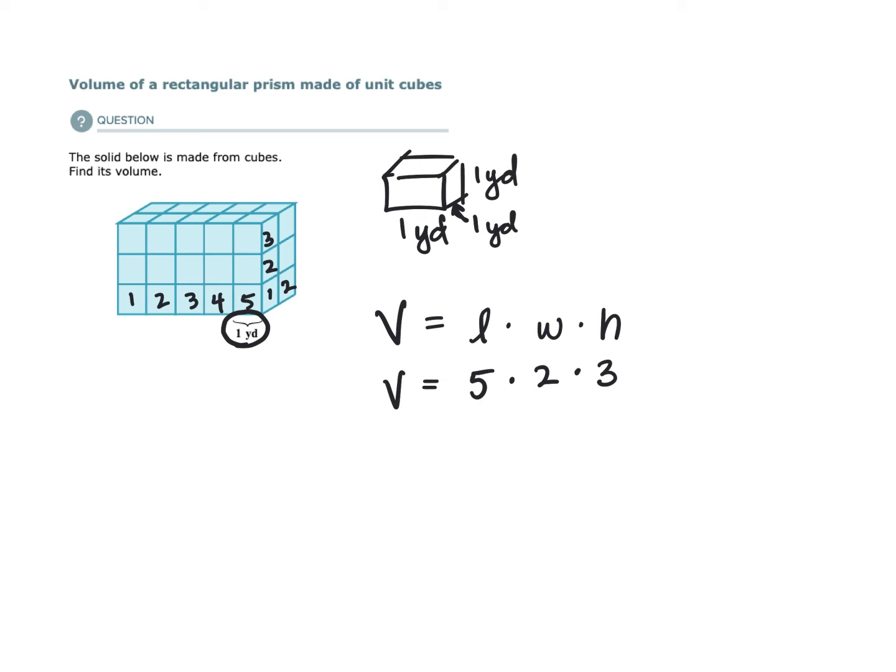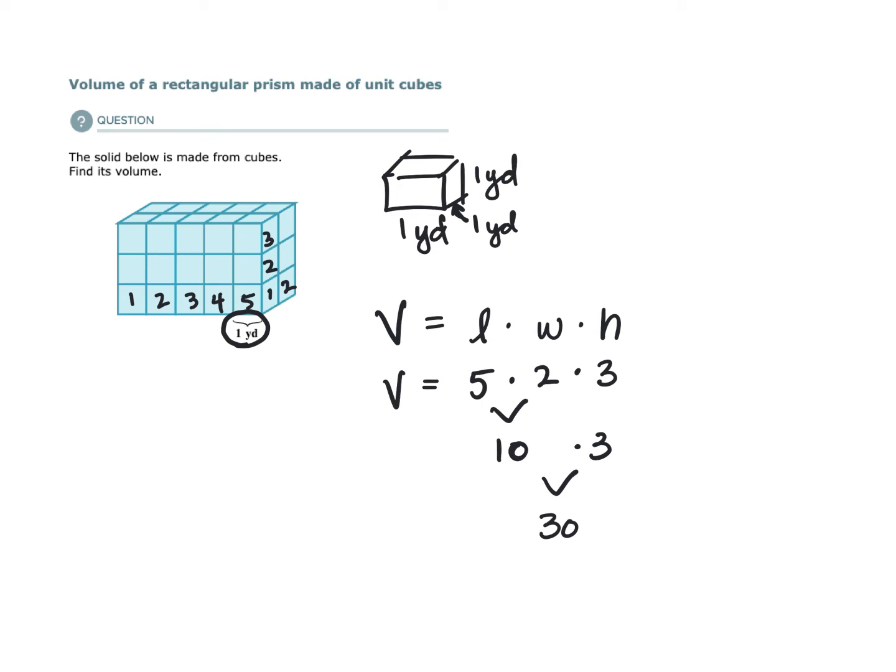All we did was simply replace the length, the width, and the height with values that allow us to do a mathematical process. Next, we're going to just follow the order of operations. I only have multiply in here, so I'm going to start with my first piece. I'm going to multiply 5 times 2 and get 10, and bring the rest of my problem down. And then finally, 10 times 3 is 30. What this means is that I have 30 cubes.